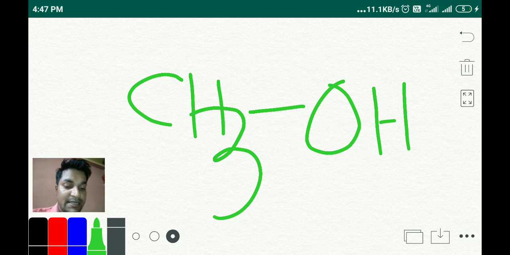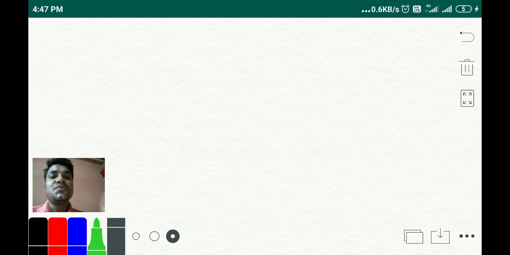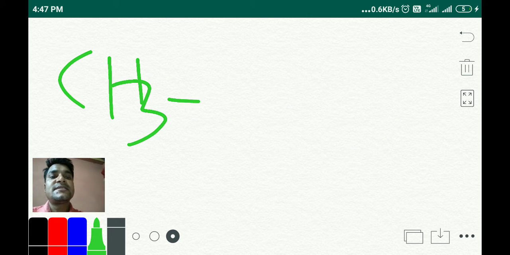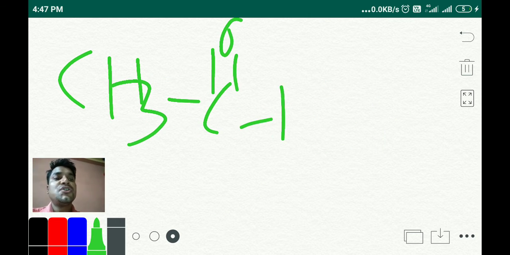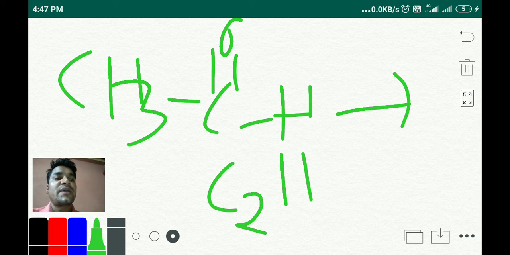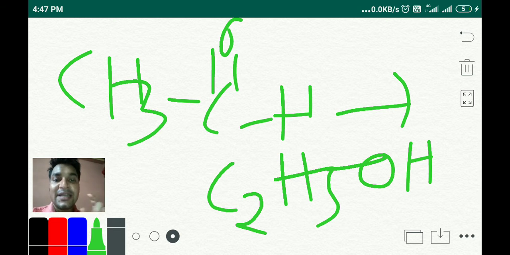I can give you another example of this reaction. Instead of formaldehyde, if you use acetaldehyde, CH3CHO, it will convert it to ethanol, C2H5OH. So this is one of the reduction procedures by which we convert an aldehyde or ketone to the corresponding alcohol, using hydrogen with nickel, palladium, or platinum as the reagent.